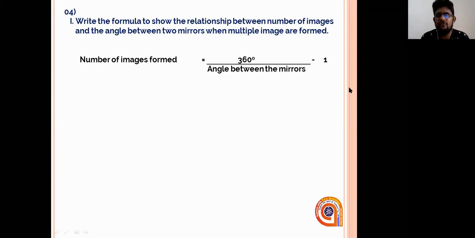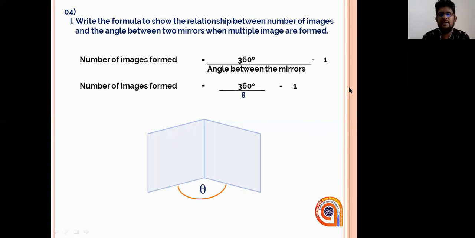Number of images formed equals 360 degrees divided by the angle between the two mirrors, minus 1. Two mirrors have been kept closer to each other without a gap and at an angle. The angle I'm going to take as theta. Accordingly, I can write number of images formed equals 360 degrees divided by theta, minus 1. So this is the formula that we use.